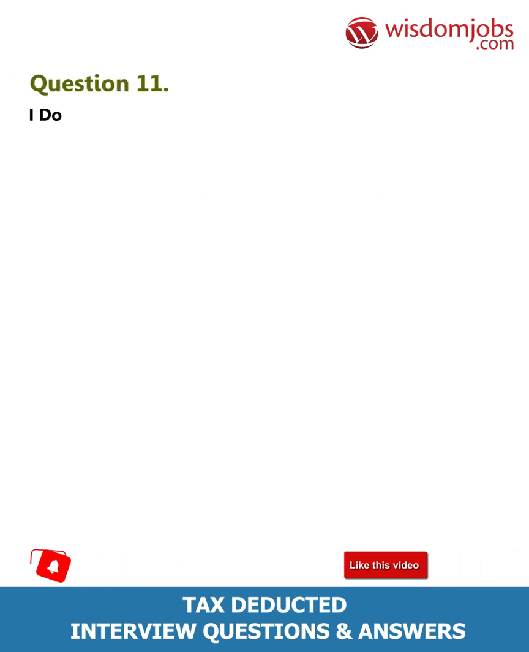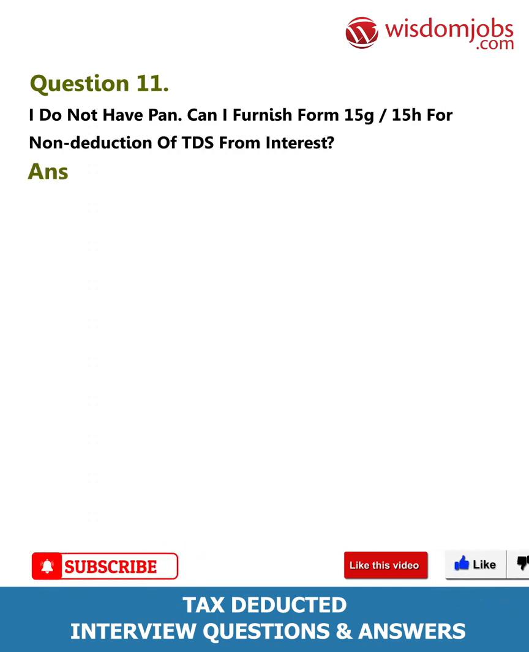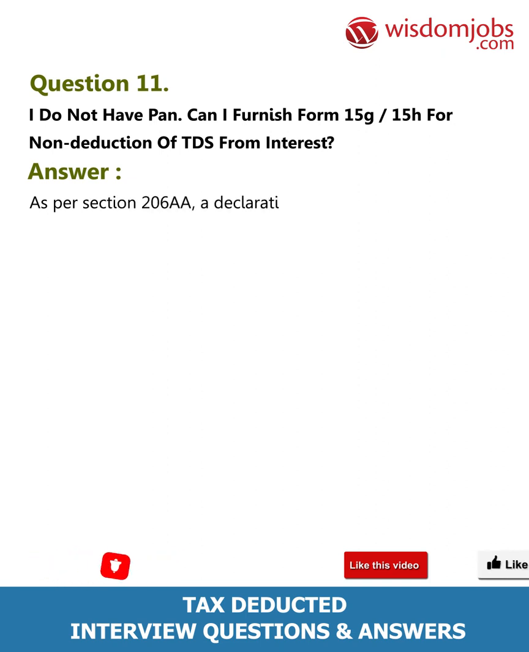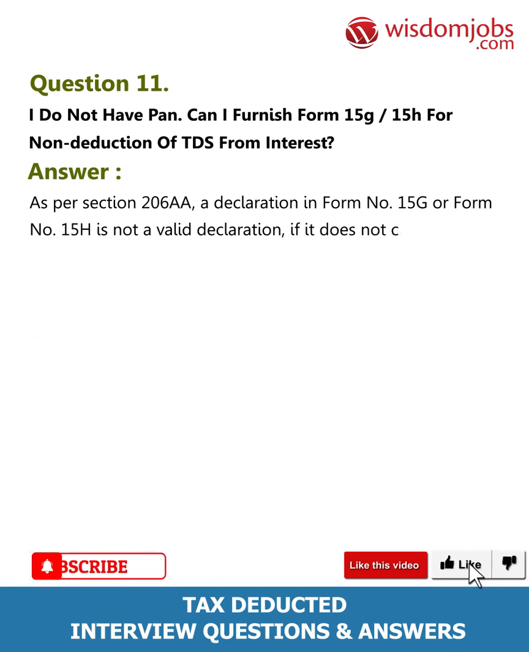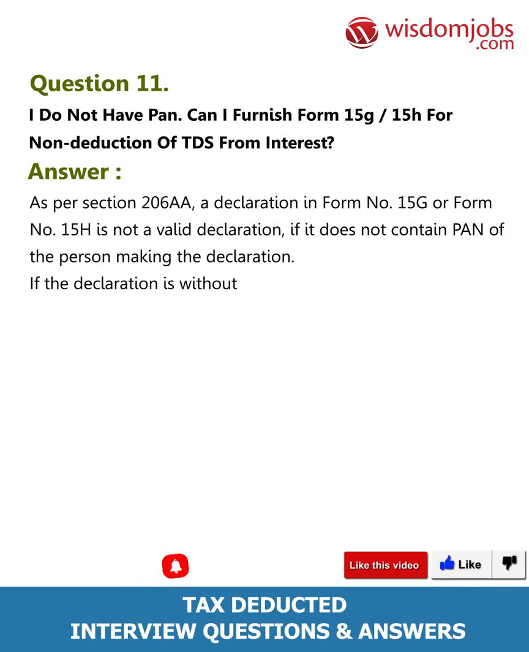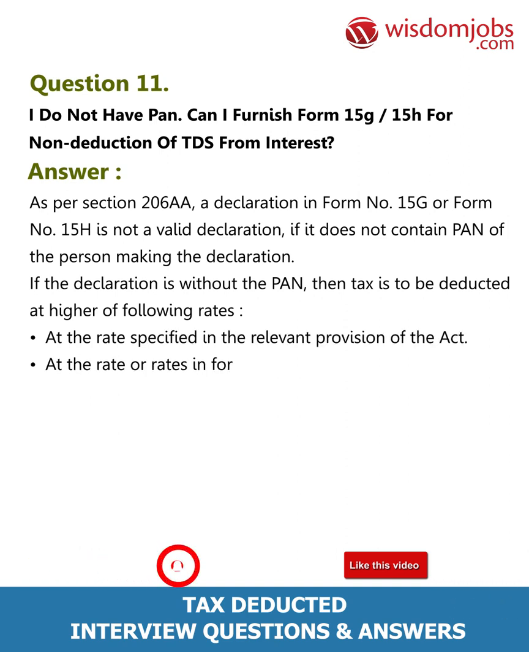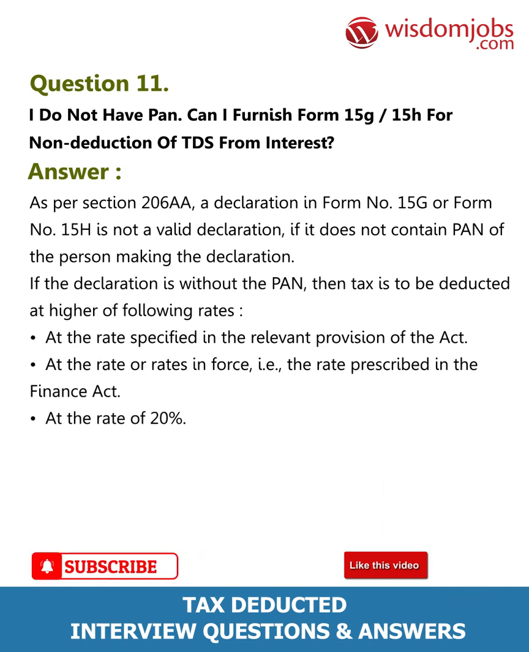Question 11. I do not have PAN. Can I furnish Form 15G, 15H for non-deduction of TDS from interest? Answer. As per Section 206A, a declaration in Form number 15G or Form number 15H is not a valid declaration if it does not contain PAN of the person making the declaration. If the declaration is without the PAN, then tax is to be deducted at the higher of the following rates: at the rate specified in the relevant provision of the Act, at the rate or rates in force, i.e., the rate prescribed in the Finance Act, at the rate of 20%.